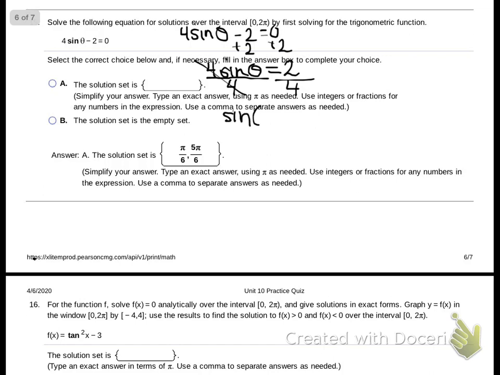So sine of theta is equal to 1/2. And they asked us here to look on the unit circle. Where on the unit circle, 0 to 2 pi, does sine equal 1/2? It's positive, so you can check quadrant 1. That's where you get pi/6. And then you can check quadrant 2, and that's 5 pi/6. You would only select option B if there was no answer, but there is an answer.